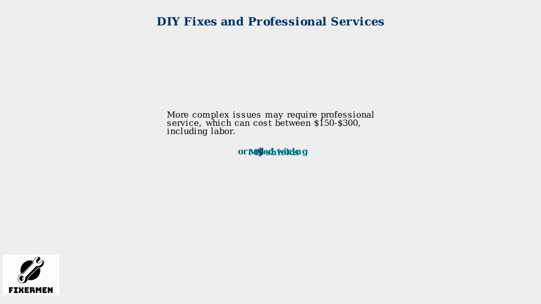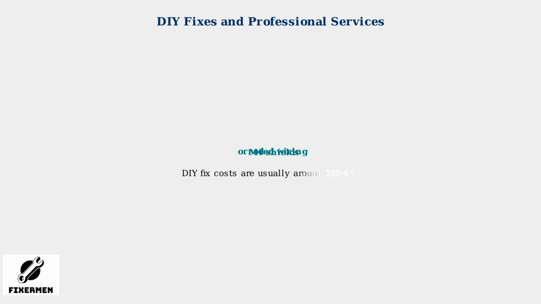However, more complex issues, such as faulty communication modules or severe wiring damage, may require professional service. These repairs can cost between $150 and $300, including labor and parts. In contrast, the cost of a DIY fix is usually around $20 to $50 for tools and cables, making it an affordable option for minor issues.